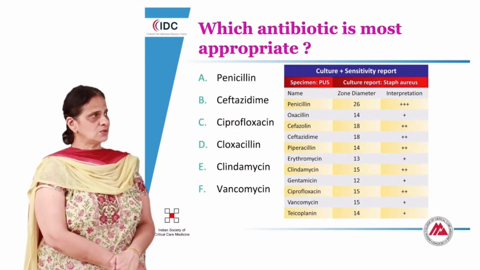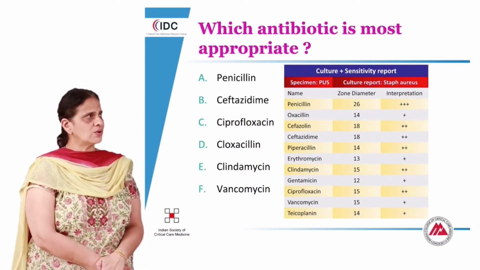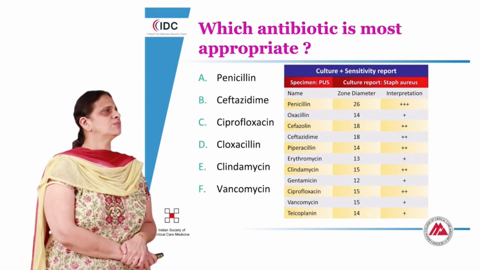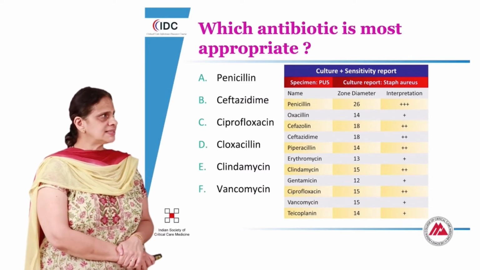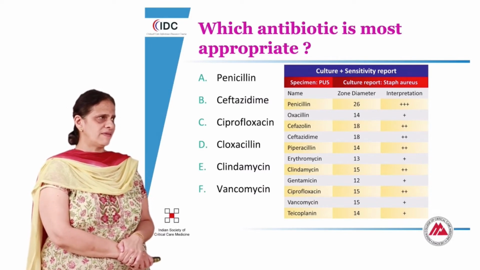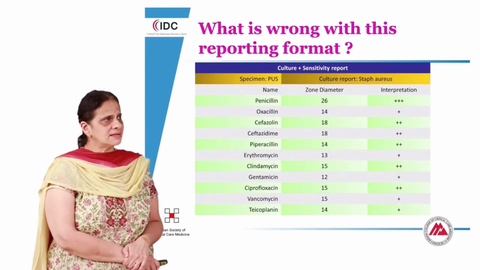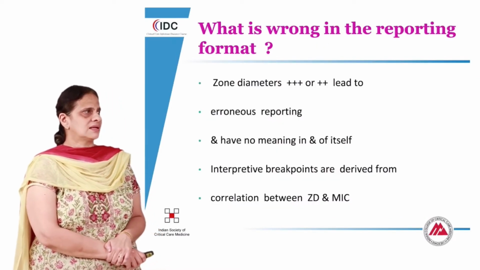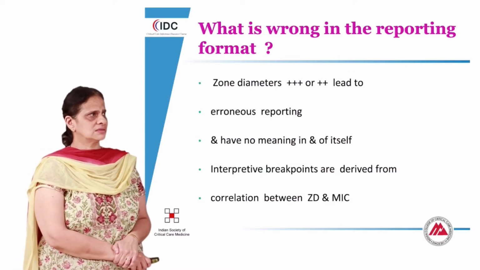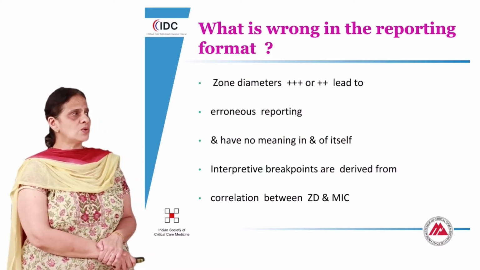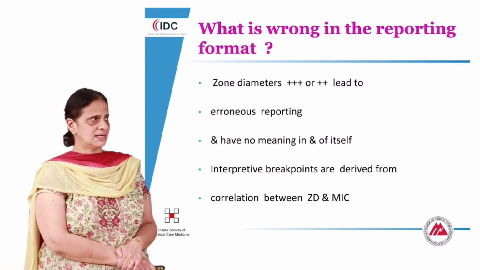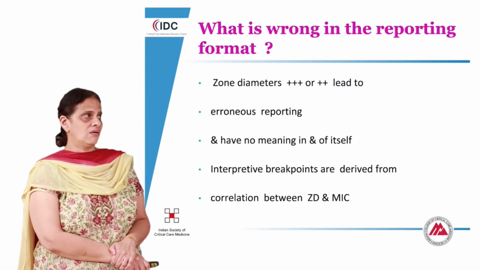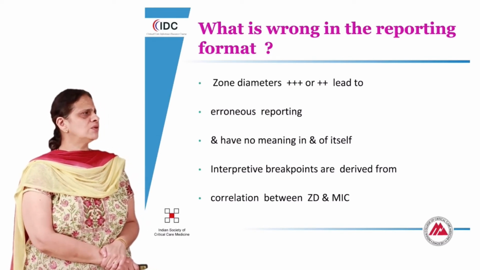If I were to ask you one question, what is right or wrong with this report, or let's put it this way, what antibiotic is most appropriate in this situation? Would it be penicillin, ceftazidime, Cipro, Clox, Clinda, or Vanco? And I think here, certain issues have to be reiterated, and that is, this report is completely wrong. Why? Because it has zone diameters with these pluses against them. Zone diameters reading plus plus plus lead to erroneous reporting and have no meaning in or of itself.